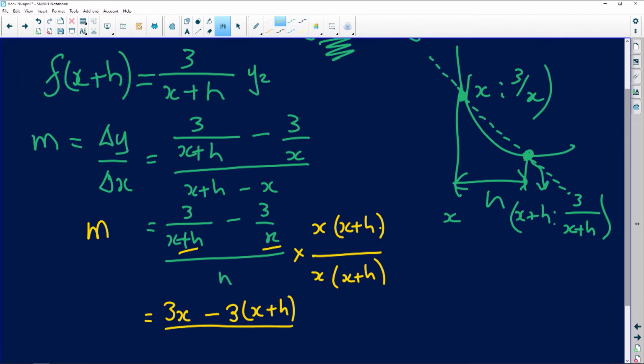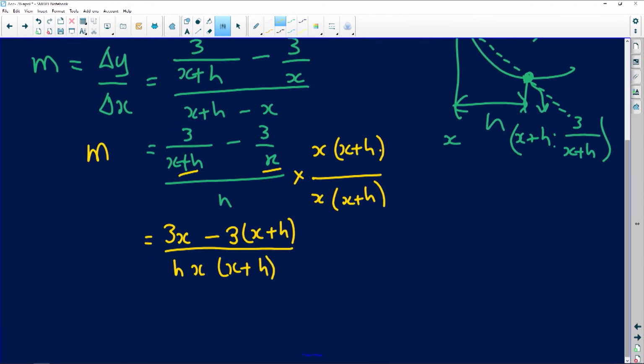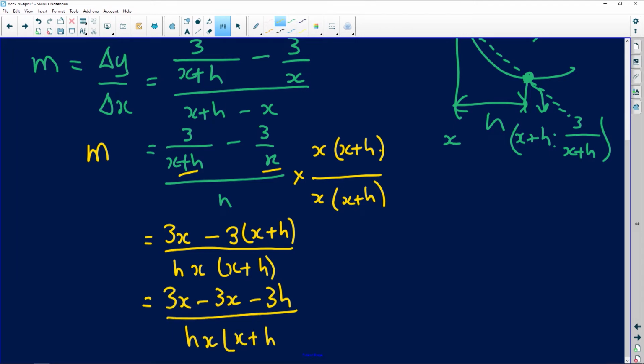At the denominator level, I have h times x plus h. Now you're going to see how beautifully this cleans itself up. I've got 3x minus 3 times x minus 3 times h divided by h times x plus h. Now folks, you will see at this point I do not multiply my denominator out, because I'm going to see in the next step what is going to happen with this particular denominator.